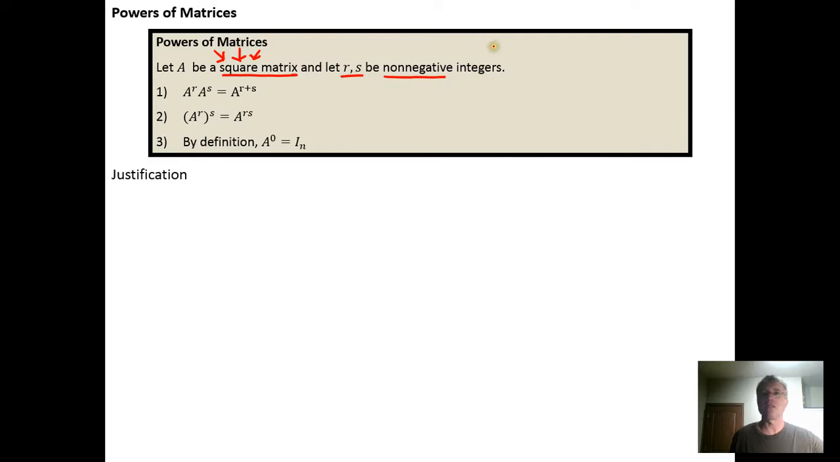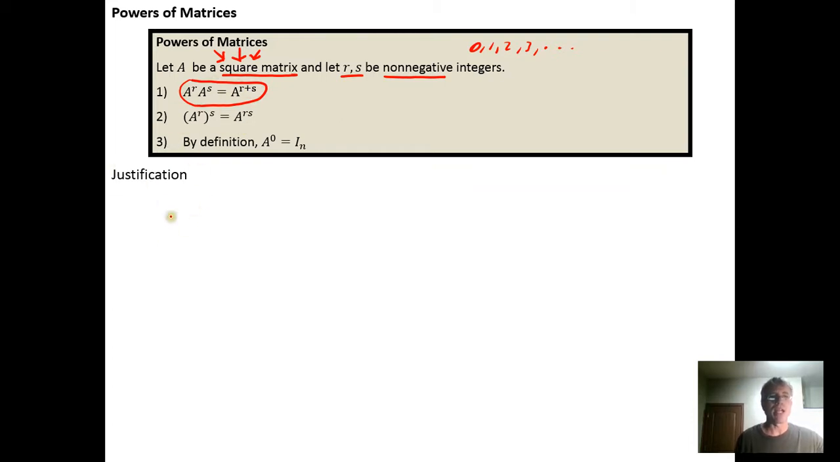So non-negative integers. So we're talking 0, 1, 2, 3, like that. So property 1 says if you have a matrix A to the R times the same matrix A to the S, then you get A to the R plus S. So this should look like a typical exponent rule that you're accustomed to using with real numbers.